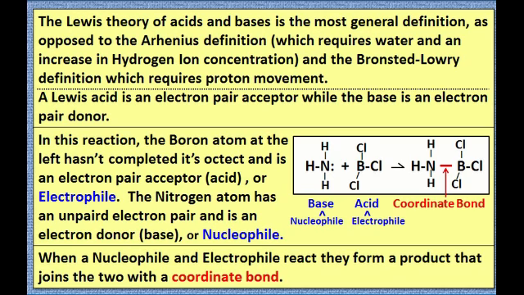In the reaction shown here, the boron atom at the left of the reaction hasn't completed its octet and is an electron pair acceptor, or acid. It is called an electrophile. The nitrogen atom has an unpaired electron pair and is an electron donor, or base, which is called a nucleophile.